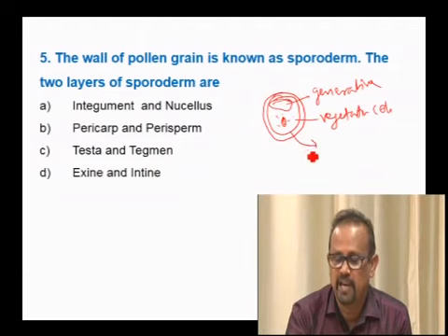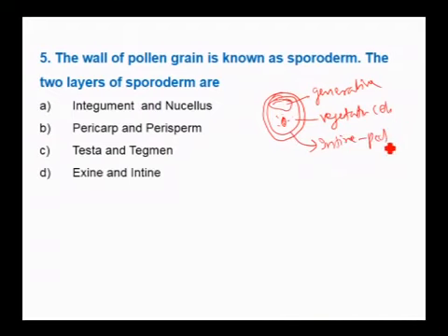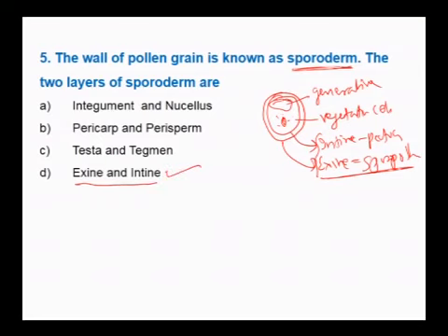The intine, made up of pectocellulose, and the exine, made up of a highly resistant chemical called sporopollenin, and this can be asked very importantly. Intine and exine together constitute the sporoderm. Therefore, exine and intine is the answer.